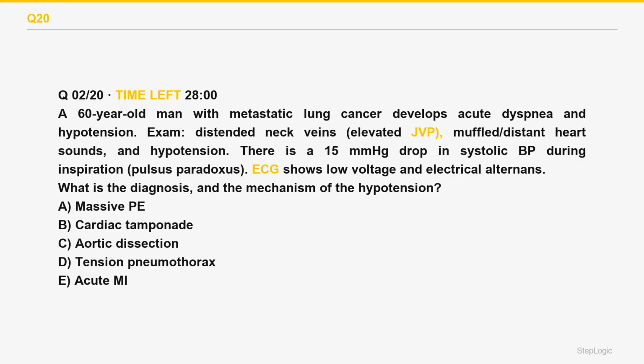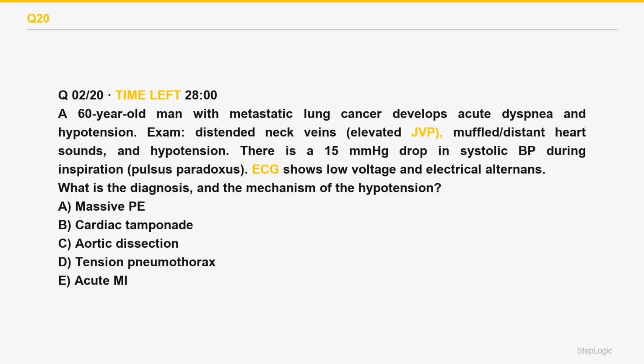What is the diagnosis and the mechanism of the hypotension? A 60-year-old man with metastatic lung cancer develops acute dyspnea and hypotension. Exam: distended neck veins, elevated JVP, muffled distant heart sounds, and hypotension. There is a 15 mmHg drop in systolic BP during inspiration, pulsus paradoxus. ECG shows low voltage and electrical alternans.